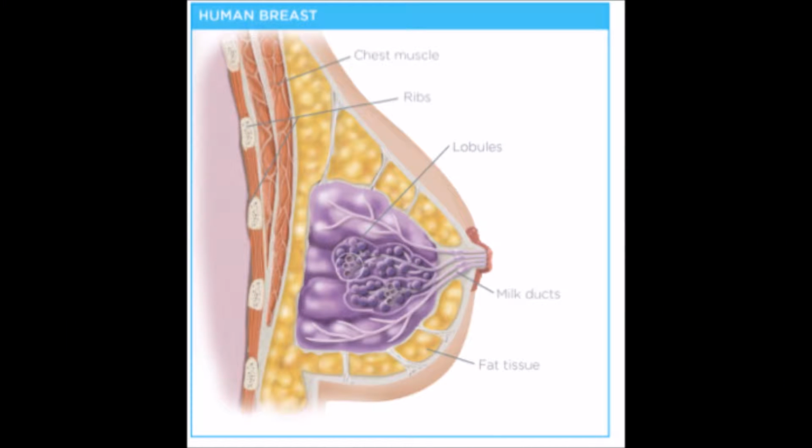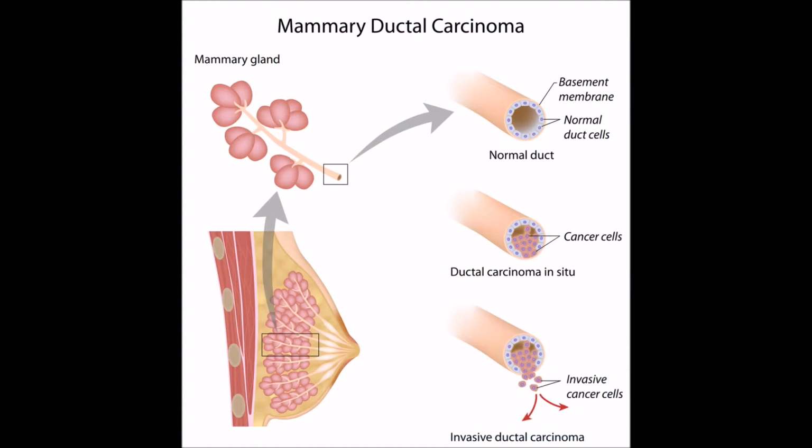The breast is made up of glands called lobules that can make milk and thin tubes called ducts that carry the milk from the lobules to the nipple. Breast tissue also contains fat and connective tissue, lymph nodes, and blood vessels. The most common type of breast cancer is ductal carcinoma, which begins in the cells of the ducts. Breast cancer can also begin in the cells of the lobules and in other tissues in the breast.